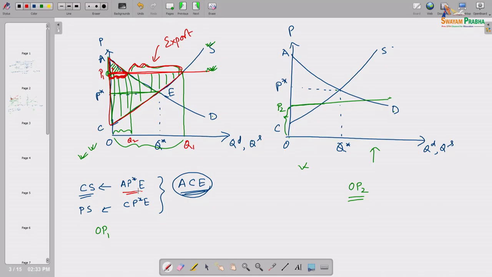Since consumer surplus is getting reduced, earlier the consumer surplus was A P star E, now it is this much, very small. So, consumer surplus is reduced by this yellow bordered area. But producer surplus is increased. Earlier producer surplus was this; now producer surplus is this entire green bordered big triangle. So, producer surplus is increased by this black bordered area. This much is the consumer surplus reduction and producer surplus increment, so we are getting a net increment of this much surplus. This area is the net increment. So, what is the lesson?